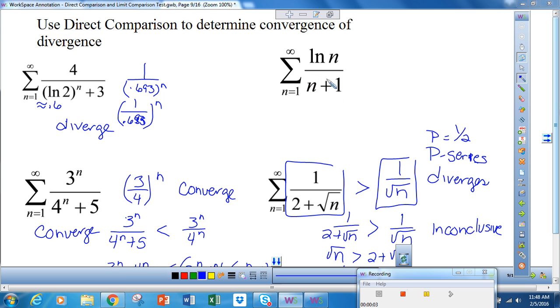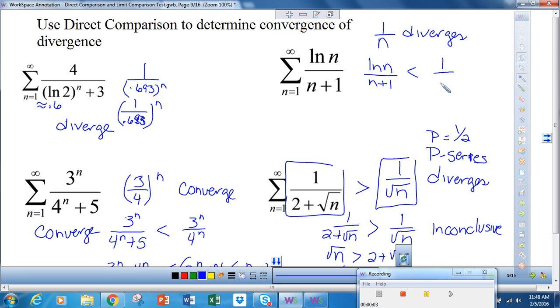What does this look like? Probably 1 over n. And we know 1 over n does what? It's a harmonic series. It diverges very slowly. We learned that in the other video. So this diverges. So once again, I have to prove that the natural log of n over n plus 1 is greater than 1 over n. I said greater than and wrote less than.